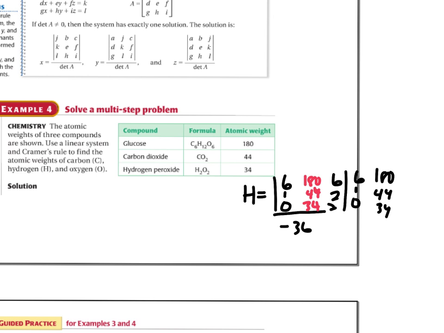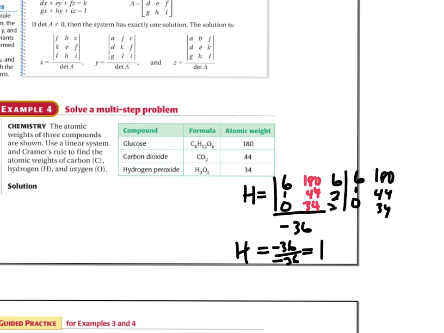And when you go through and find the determinant of that, and do try this on your own, you will end up getting a negative 36 in the numerator, and you have that negative 36 for the determinant of the original matrix A, and so your hydrogen turns out to be 1. And remember, we're finding the atomic weights of each of these separately. So carbon was 12 and hydrogen was 1, which perhaps you might already know from chemistry class.